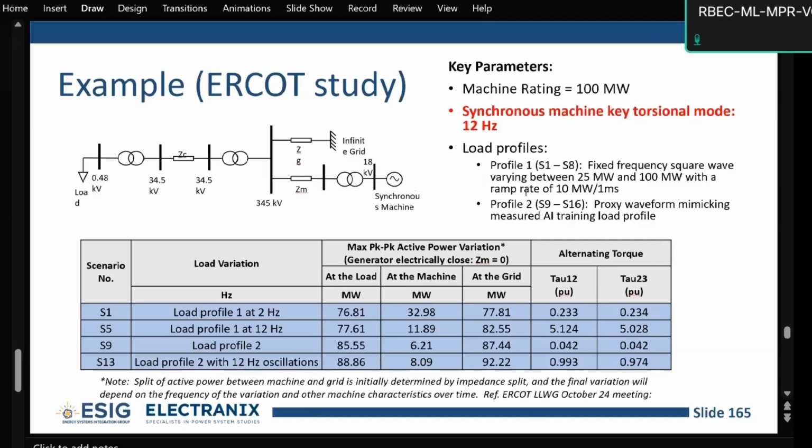All right, so we're using two different load profiles that we think are going to capture both the worst cases and maybe the probable cases. The first load profile is a fixed frequency square wave that we can vary the frequency of.